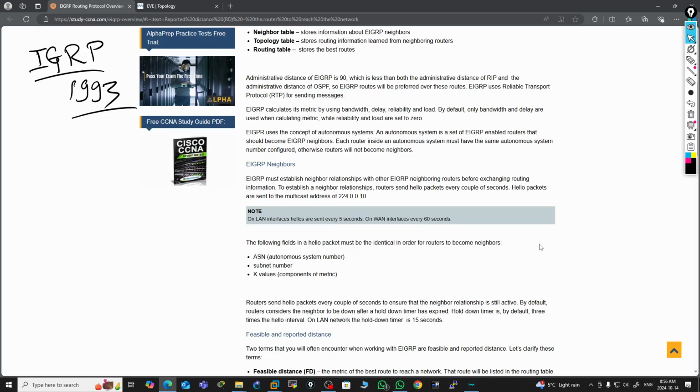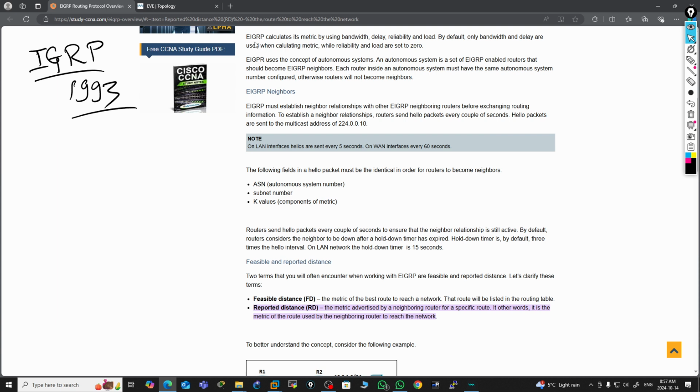By default, EIGRP comes with an administrative distance of 90, which means it's going to be more preferred than RIP or OSPF, because RIP by default comes with an administrative distance of 120, and OSPF 110. So the lower the administrative distance, the better. EIGRP by default comes with 90 as the administrative distance.